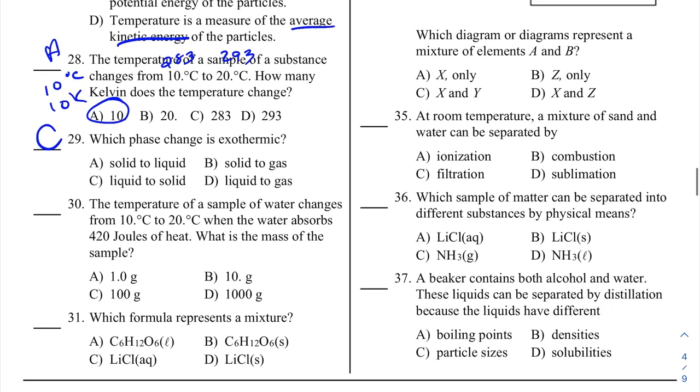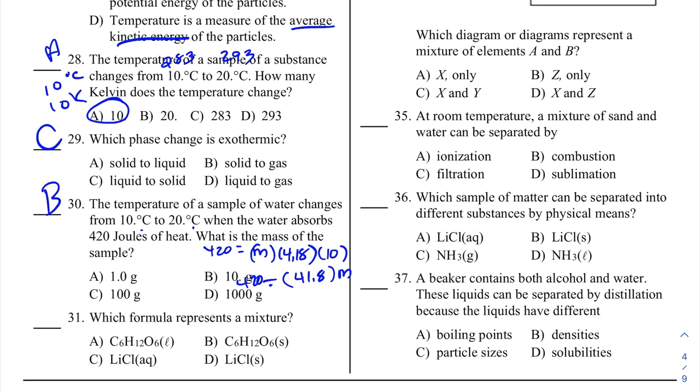All right, another Q equals MC delta T. We're looking for mass this time. So 420 equals M times specific heat of water, 4.18, T final is 20, T initial is 10. So 41.8 times M equals 420. So let me get my calculator. 420 divided by 41.8. You get 10.04, so that would be choice B, which is 10.